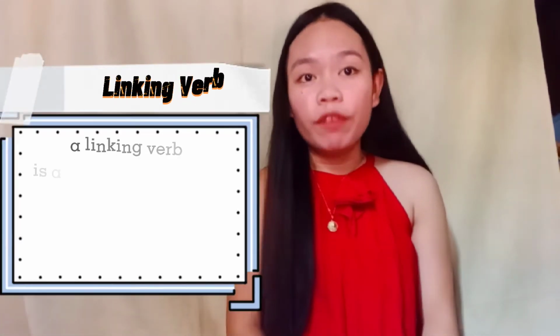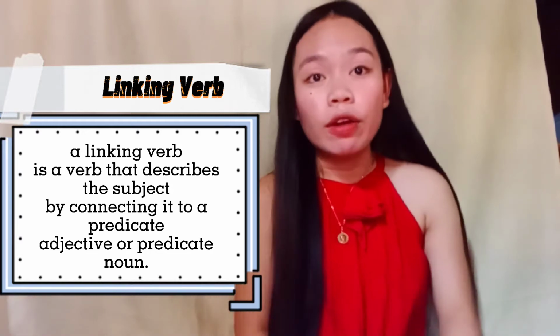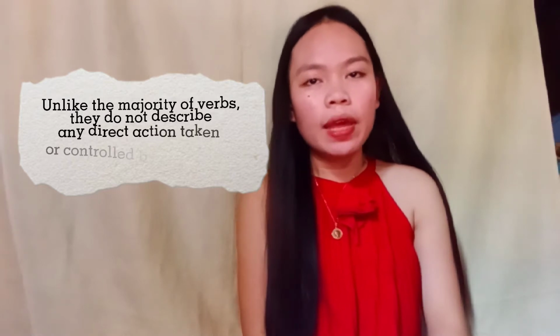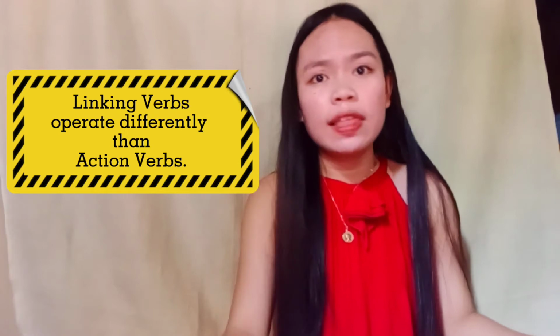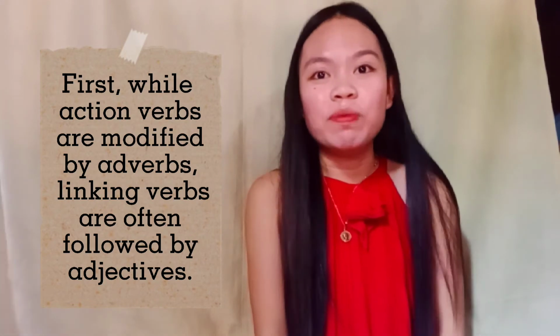In traditional grammar and guidebooks, a linking verb is a verb that describes the subject by connecting it to the predicate adjective or predicate noun. Unlike the majority of verbs, they do not describe any direct action taken or controlled by the subject. A quick way to tell whether a verb is functioning as a linking verb is to see if you can replace it with a form of the verb to be and still have a logical sentence. Linking verbs operate differently than action verbs. First, while action verbs are modified by adverbs, linking verbs are often followed by adjectives. All forms of the verb to be are linking verbs. For example, are, am, is, were, was, etc.